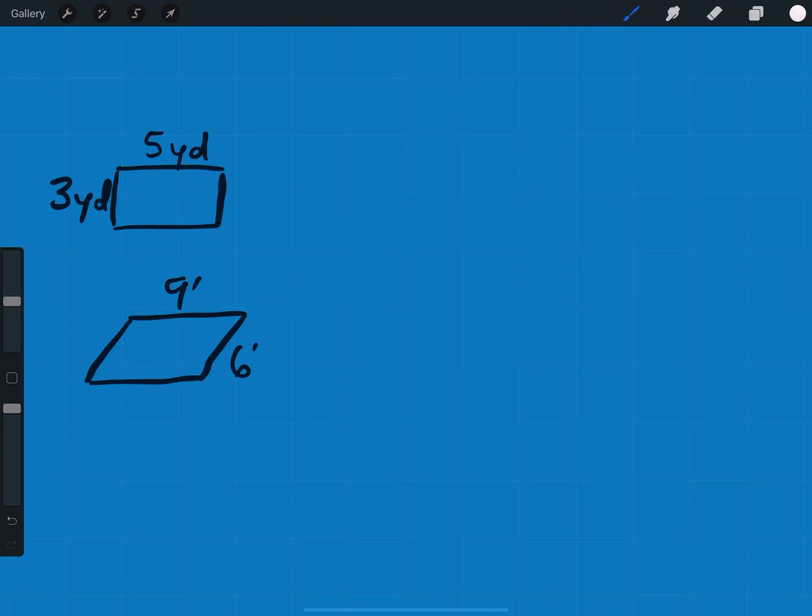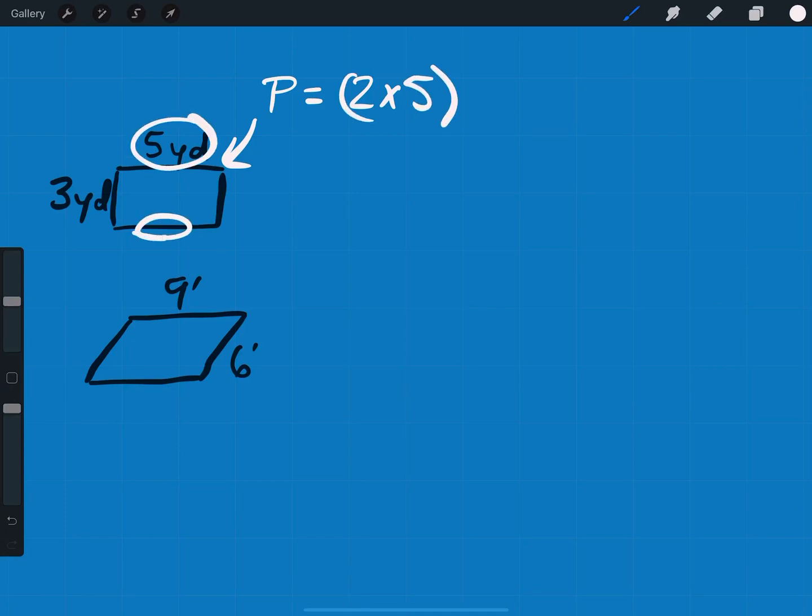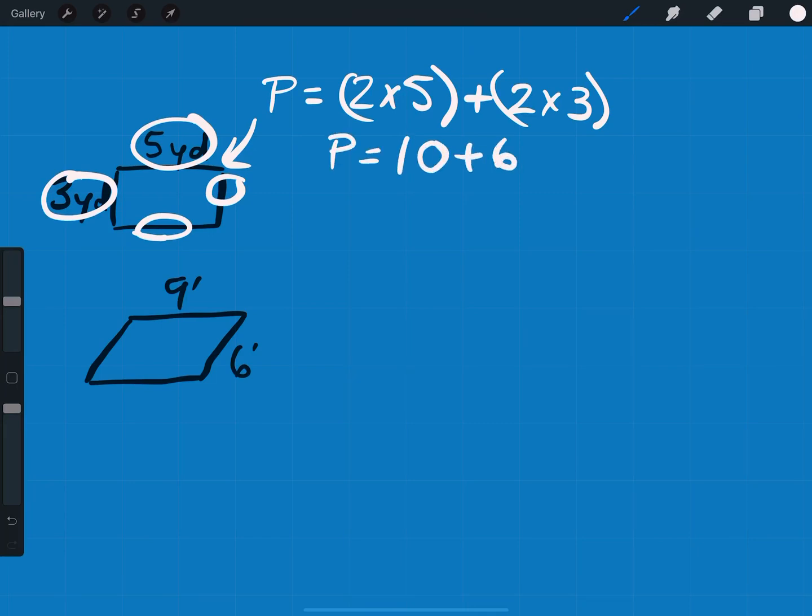Okay, so I'll show you with a shortcut. Perimeter of this shape is 2 times 5, because this side is 5 yards and so is this side. Now it's going to be 2 times 3, because this side is 3 yards, so is this side. So now the perimeter is 10 plus 6, or 16.